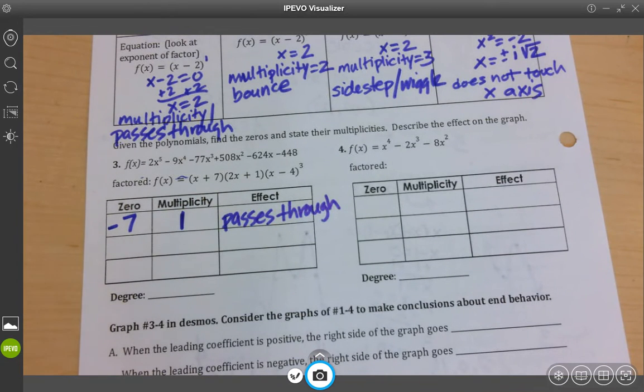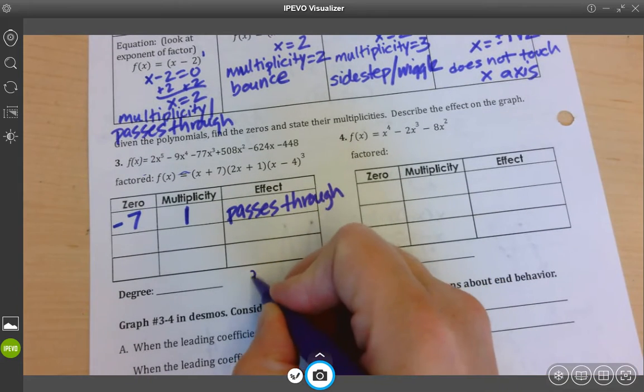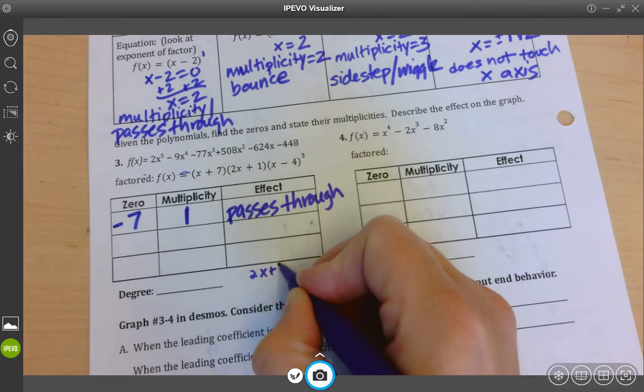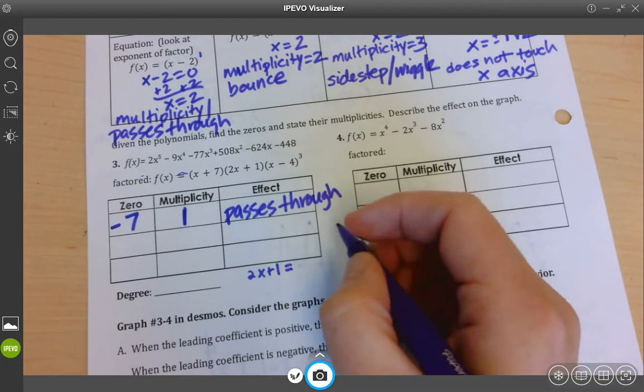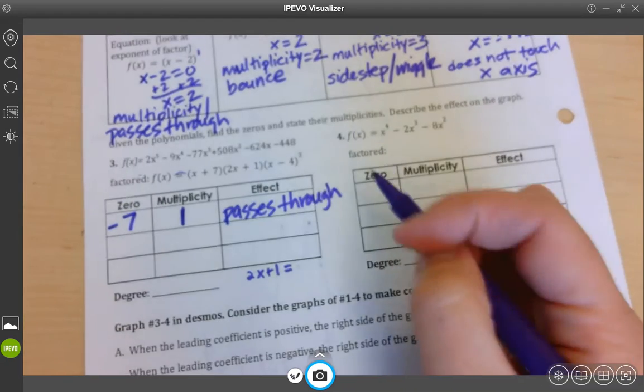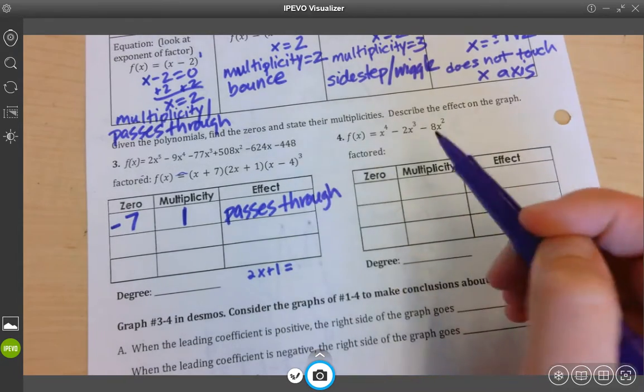The next factor is a little tricky because it has a 2x plus 1. So if I set 2x plus 1 equal to 0, what do I get for x? Let's try it. I don't really have any room, but I'm going to try it over here. Will you say that one more time? What makes it negative? Negative 7. Let me solve this one and then I'll go back to that one, but I think it'll become more clear after this one.